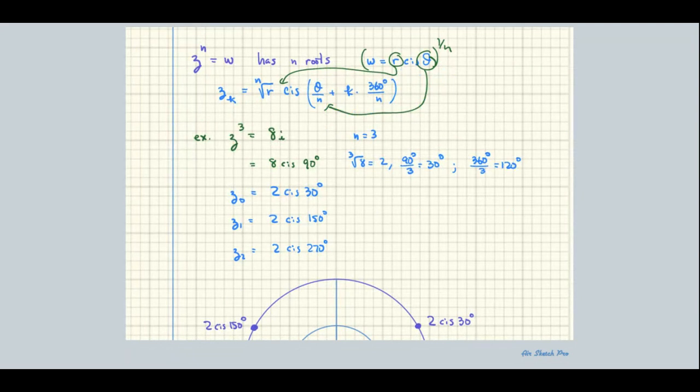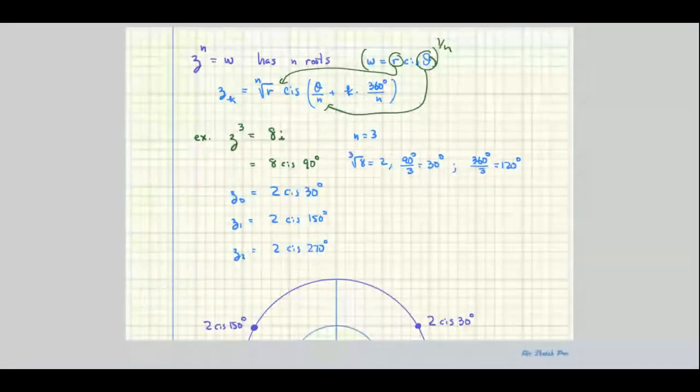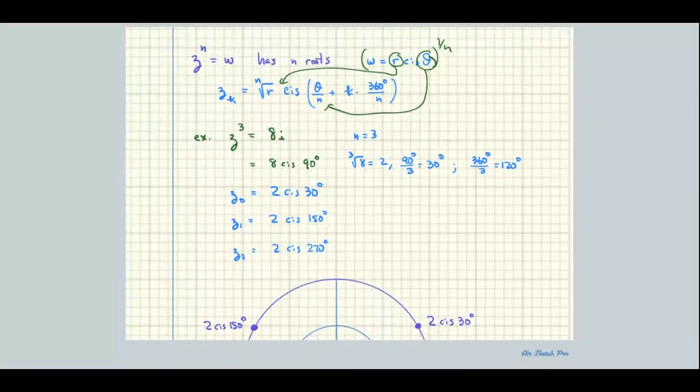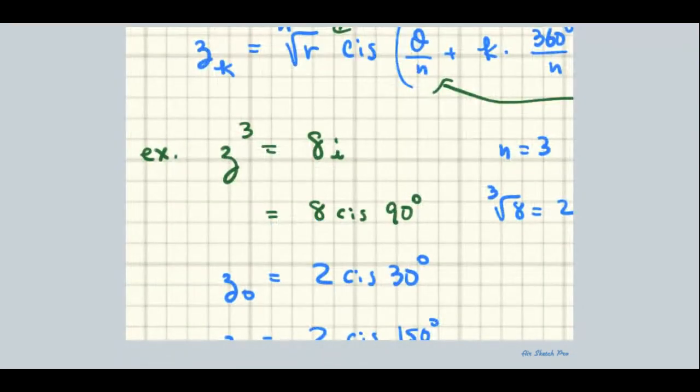And take it apart, okay? So the first thing is, I'm assuming z cubed is equal to 8i. The first thing you notice is n is equal to 3, right? But now let's zoom in a little bit further. I'm saying that 8i is 8 cis 90 degrees. 8 cis 90 degrees. How do I know that?